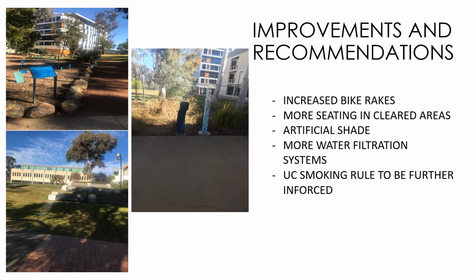More seating in cleared areas will allow students to venture outside the library and buildings, promoting a positive and sustainable place to study. Artificial shade that can be moved through the winter months. That's for the chairs that are near Building 9, because in winter it gets too cold, but in summer it's way too hot. Some more water filtration systems.